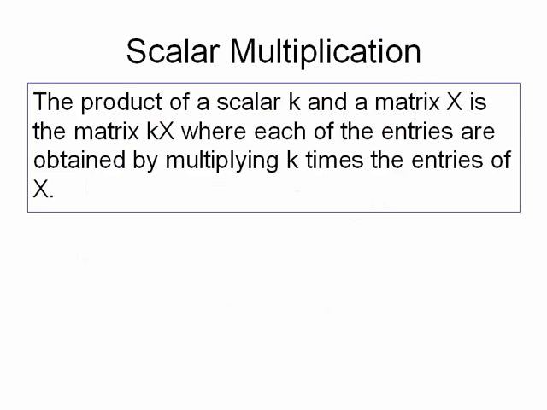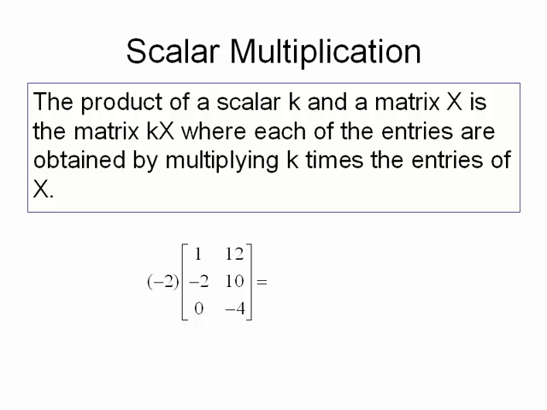We're going to start talking about how you work with multiplication in terms of matrices. So first we're going to talk about scalar multiplication. The product of a scalar k and a matrix x is the matrix kx, where each of the entries are obtained by multiplying k times the entries of x.